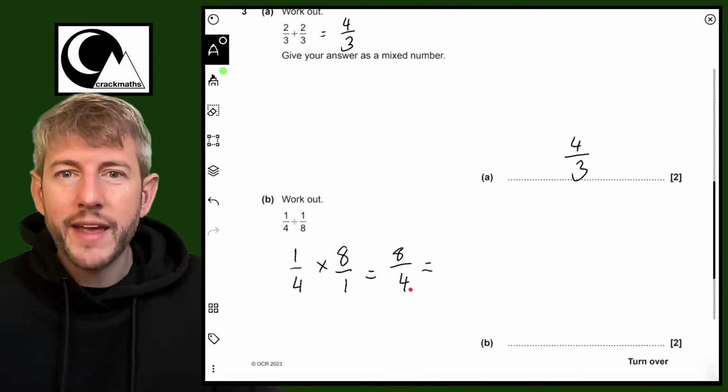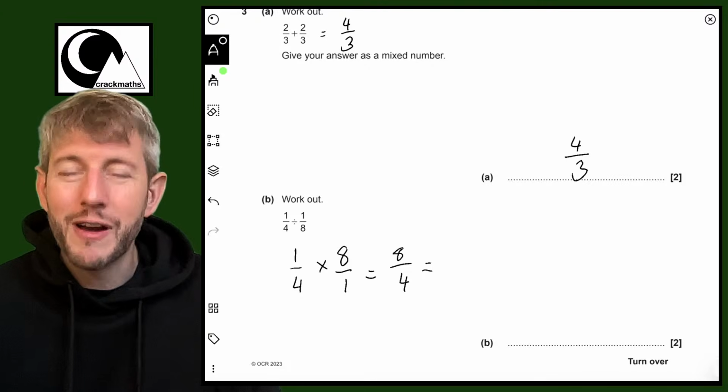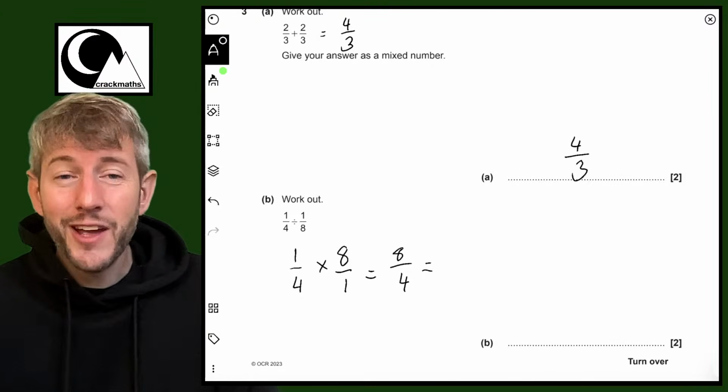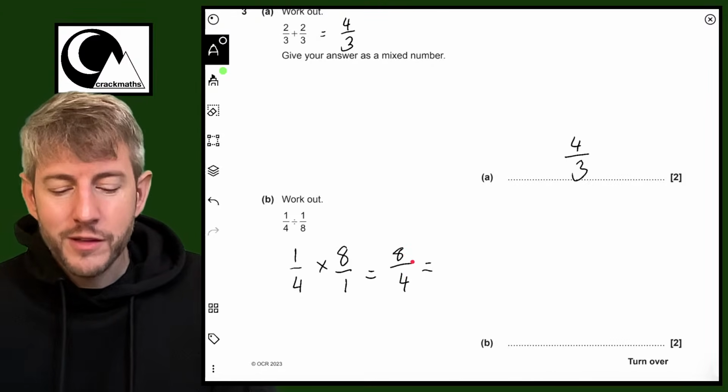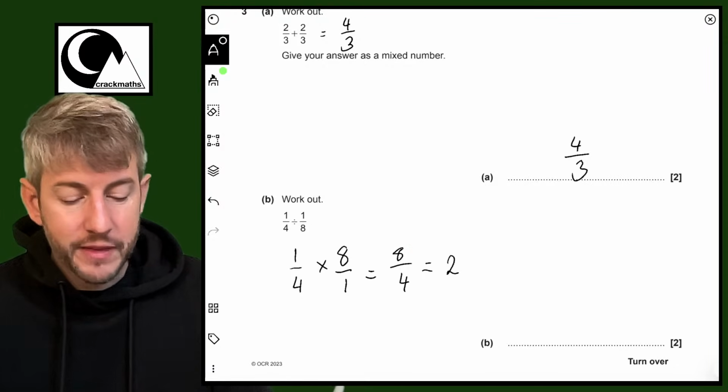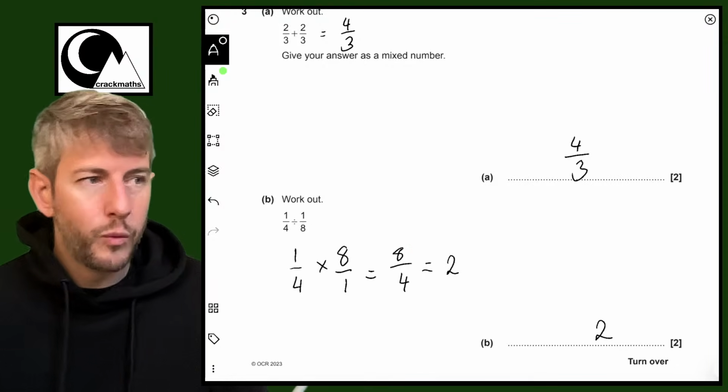So now what we're looking at is 4 over 8. Well, no, not 4 over 8. We're looking at 8 over 4. 8 over 4 is 8 divided by 4. So 8 divided by 4 is 2. So the answer to this question would be 2.